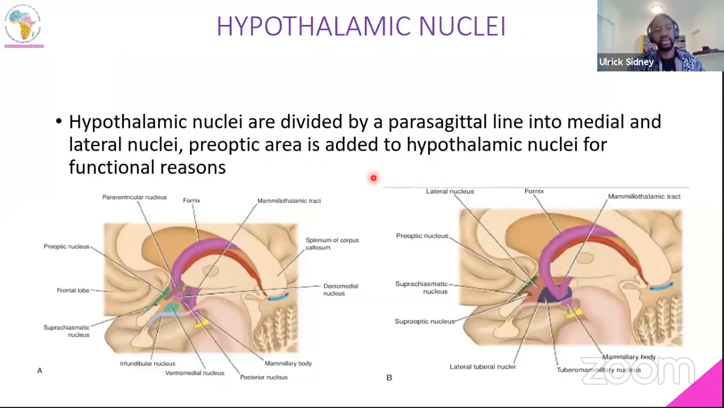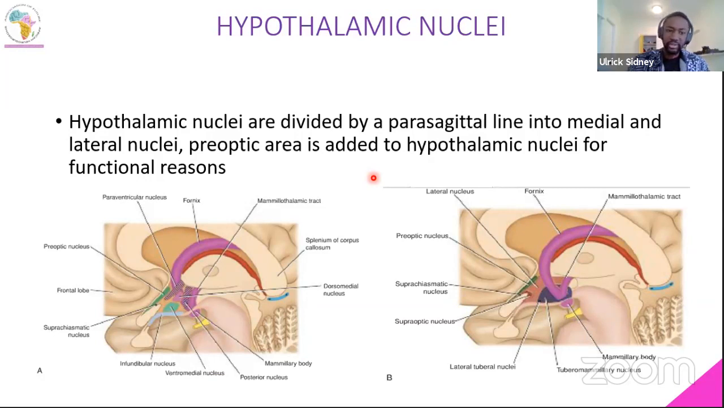So like we said earlier, the hypothalamus has multiple nuclei. These nuclei are subdivided. A quick subdivision would be to have medial nuclei and lateral nuclei. And this division is done by part of the fornix, which gives it a division which is not really sagittal, it's parasagittal. And so we're going to be talking about medial nuclei on one part and then lateral nuclei on the other. However, you'll notice that there are nuclei that are shared between the medial and lateral.